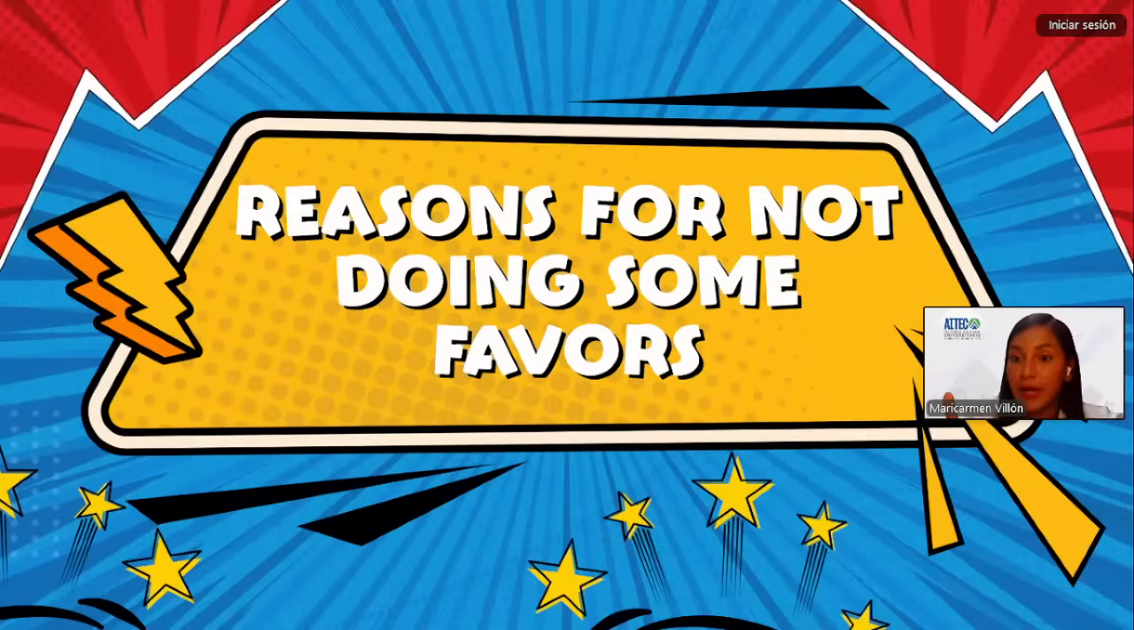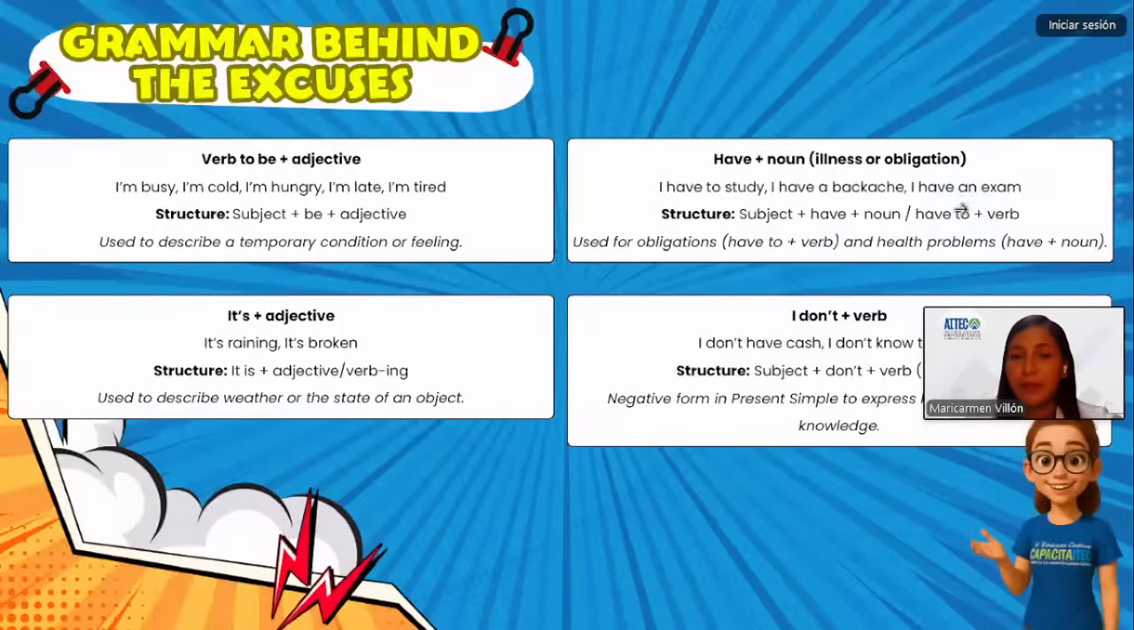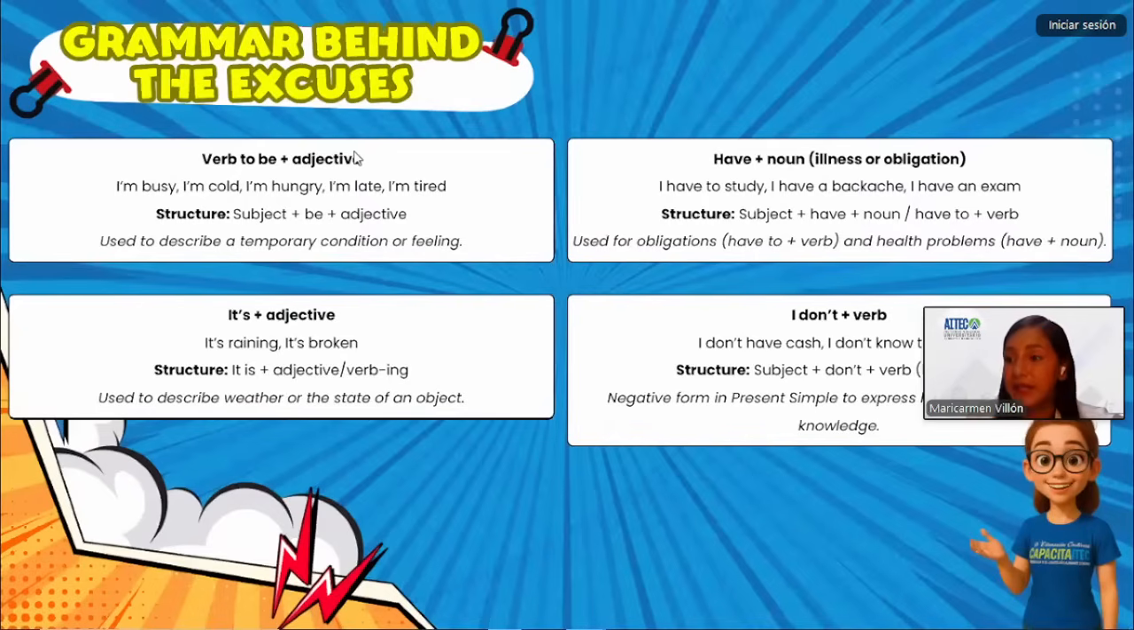Okay, so after practicing vocabulary, now let's move on to our last topic of tonight. Reasons for not doing some favors. Okay? This topic is going to be very easy for you as well. Now, take a look. This is the grammar behind the excuses, behind the reasons for not doing some favors. Look at this. We could use the verb to be plus an adjective. Right? Podemos usar el verb to be pues un adjetivo. ¿A qué nos referimos con esto? Ay, puedo dar esa razón, ¿no? Alguna excusa. I'm busy. Estoy ocupada.